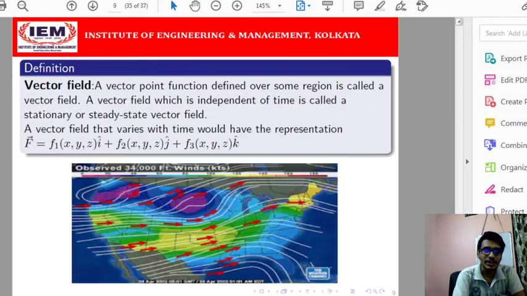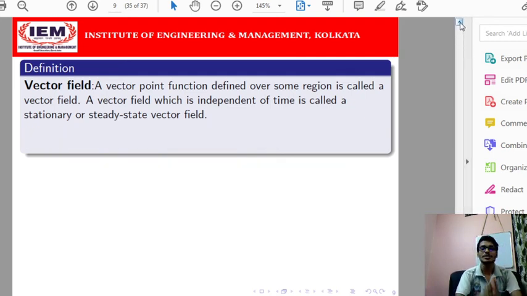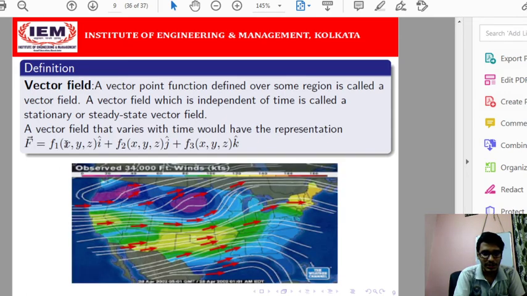Similarly, what is the vector field? Vector field means if I consider a vector point function defined over a region, it is called a vector field. That means a vector point function is some vector value that is assigned corresponding to each and every point in a particular region. If I consider all such vector point functions in a region, that is called the vector field. Similarly, here also if it is time independent, that is called the stationary or steady state vector field. Otherwise, the vector field can be represented in this form. This is a vector point function that is changing with respect to x, y, z. If I consider all such vector point functions in a particular domain or region, that is called a vector field.